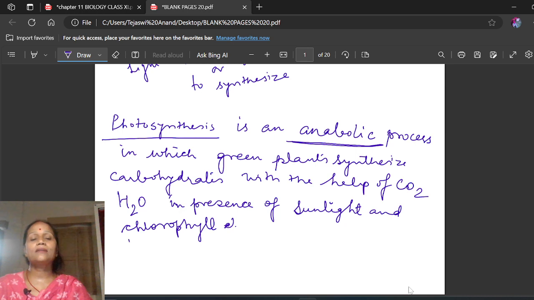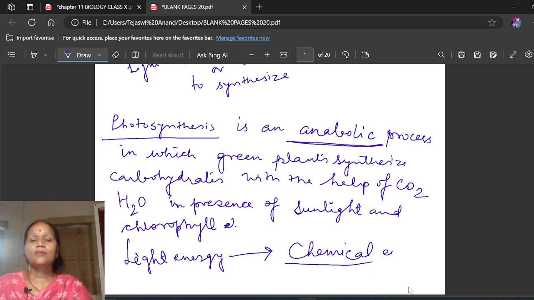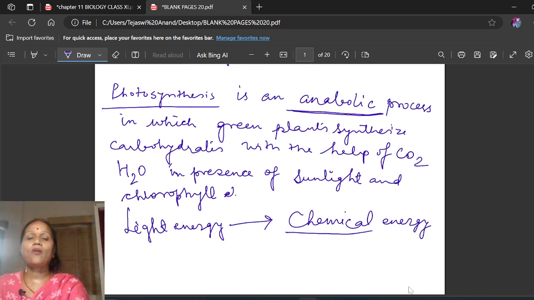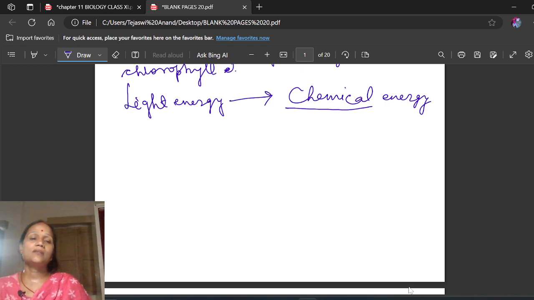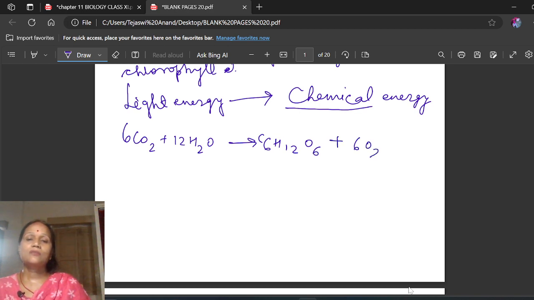We can say that light energy is converted into chemical energy, because the solar energy will be changed into the form of chemical energy, because carbohydrate will be formed and carbohydrate has chemical energy. So the reaction that you have to learn is 6CO2 plus 12H2O, giving C6H12O6 plus 6O2 plus 6H2O. Now here you have to understand one thing.